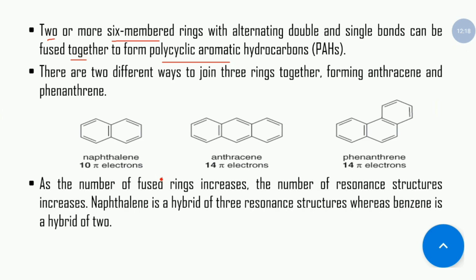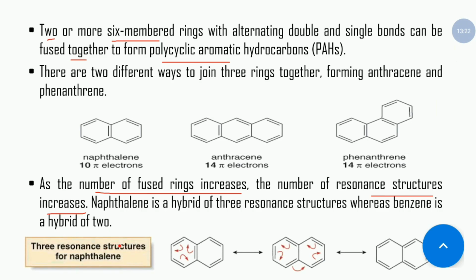As the number of fused rings increases, the number of resonance structures also increases. We have already seen that benzene, with only one ring, has 2 resonance structures. In the previous slide we saw that biphenyl, with 2 rings, has 4 resonance structures. So as the number of fused rings increases, the number of resonance structures also increases. For example, naphthalene is a hybrid of 3 resonance structures, whereas benzene is a hybrid of 2.